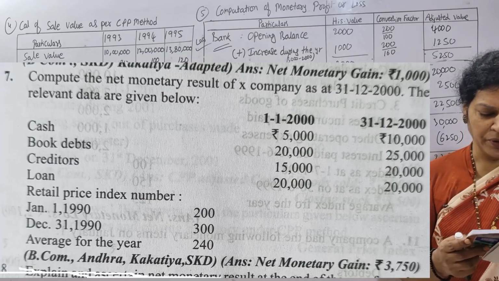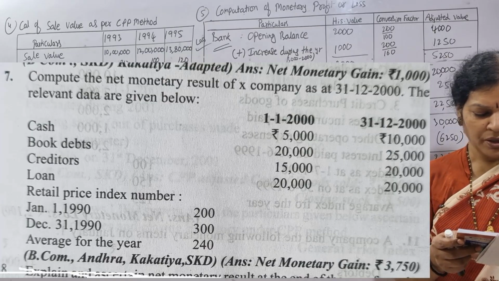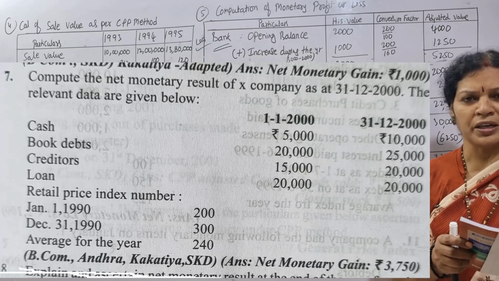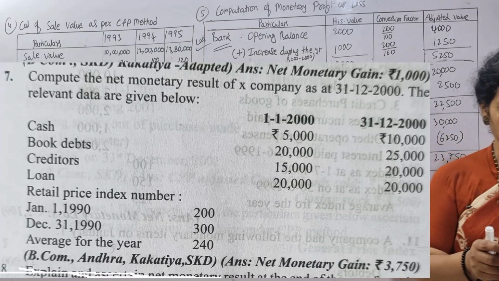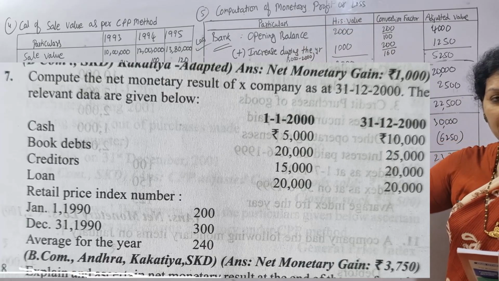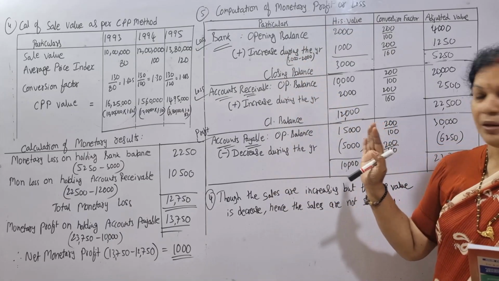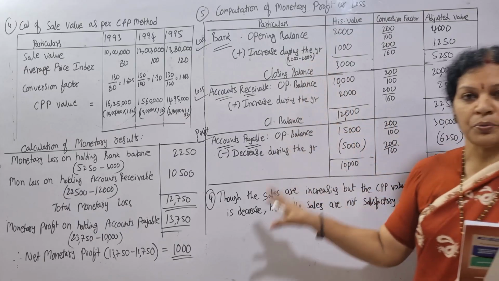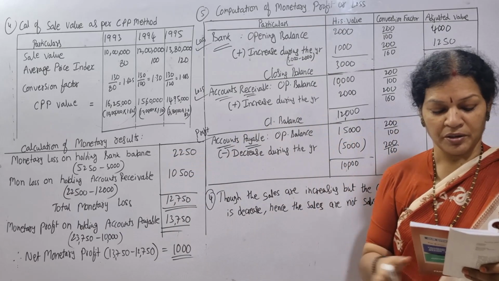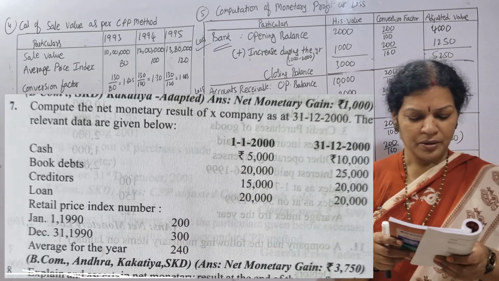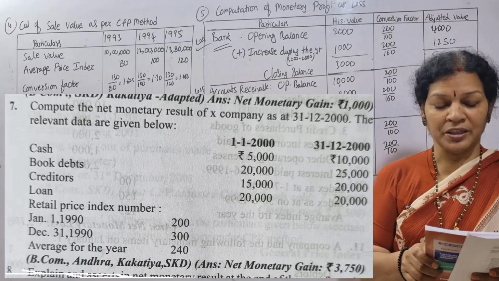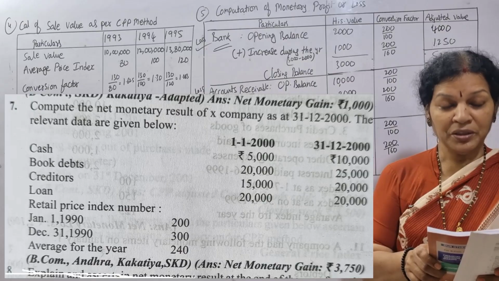Compute the net monetary result of X Limited as on 31st December 2000. The relevant data are given below. Same like the previous problem. What is the data given? Cash, book debts, book debts means debtors, creditors, loan. 4 items are given, so you have to prepare 4 columns. Once you prepare these 4, then same like that you have to calculate the monetary profit or loss or monetary result. Now here in this problem, downside, retail price index number: beginning of the year 200, end of the year 300, and average of the year 240.